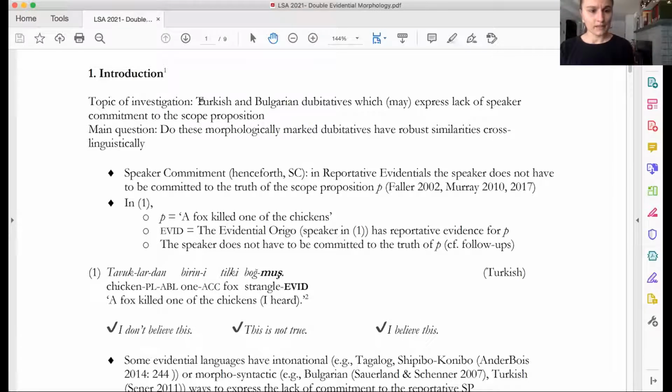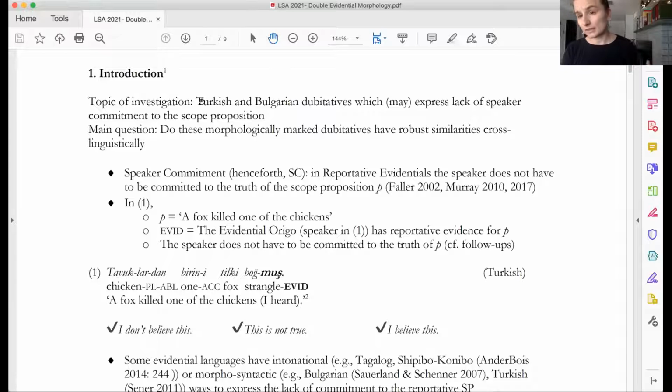So let's get started. A central concept for evidentiality is speaker commitment. In certain types of indirect evidentials, such as reportative evidentials, the speaker does not have to be committed to the truth of the scope proposition. A simple example is given in one, which is a Turkish example. Tavuklardan birini tilki boğmuş. And in this evidential sentence, the speaker may not be committed to the truth of this proposition. That is, this sentence can be followed up by saying, I don't believe this, or this is not true.